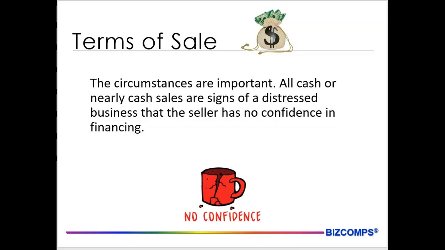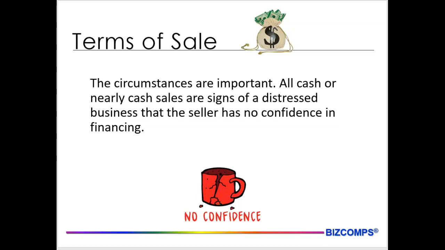The circumstances are important in any sale. You have to know what's being sold and at what price. And again, we mentioned that 36% of the sales were all cash, or nearly all cash. That can indicate a sign of a distressed business, or that the seller has no confidence in financing the particular buyer. He may think the buyer is too young, or doesn't have enough experience, or is just extremely risk averse and just doesn't want to take any chances.